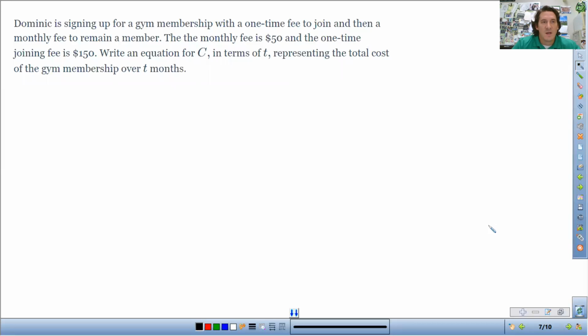Starting off here, Dominic is signing up for a gym membership with a one-time fee to join and then a monthly fee to remain a member.